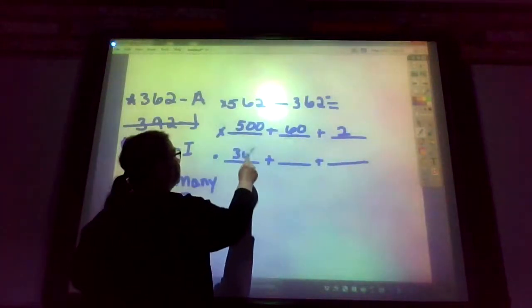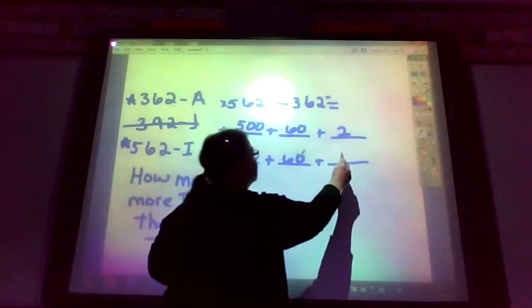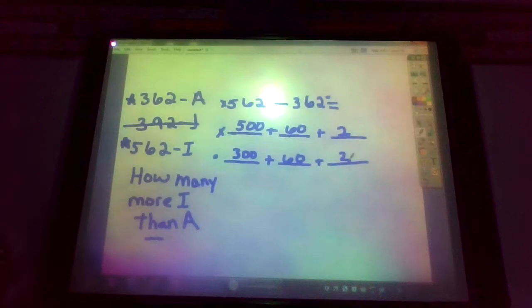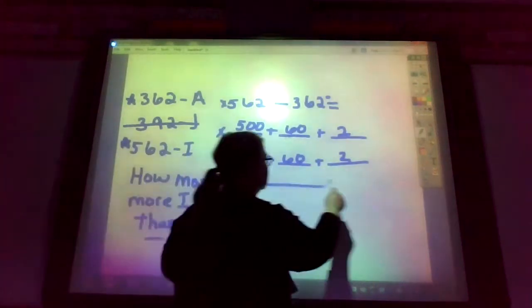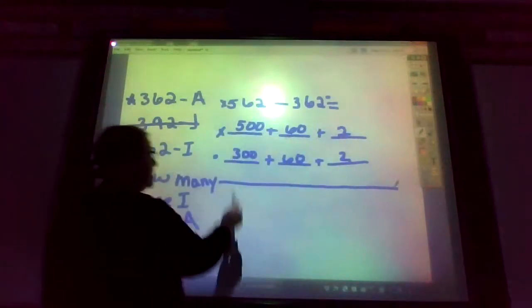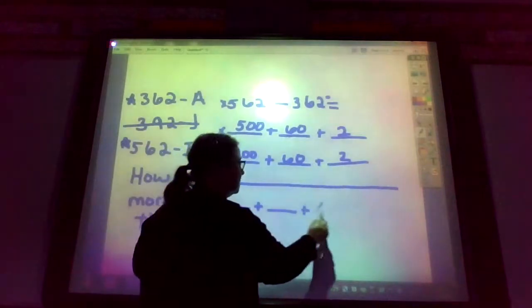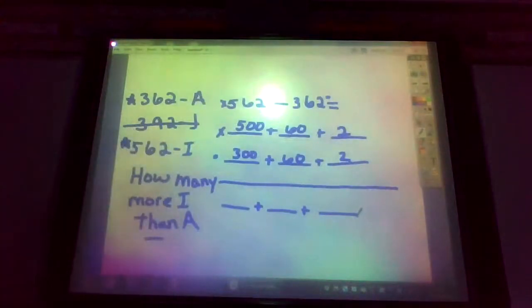And then I'm going to use this one here on this expanded line. 300 plus 60 plus 2. All right. So I've got my expanded forms there. I'm going to draw me an equal sign, like that, okay? And I'm going to make another blank plus blank plus blank, okay? And I'm going to do some subtracting here.